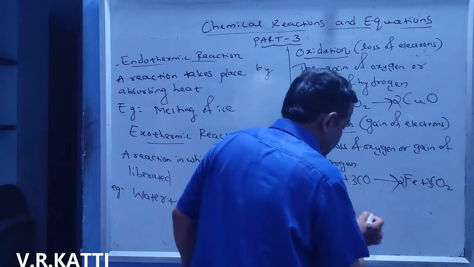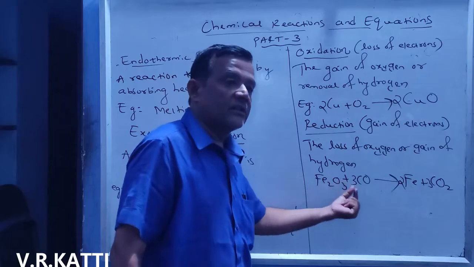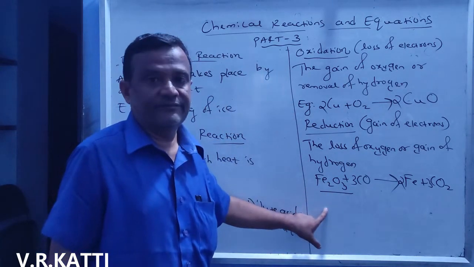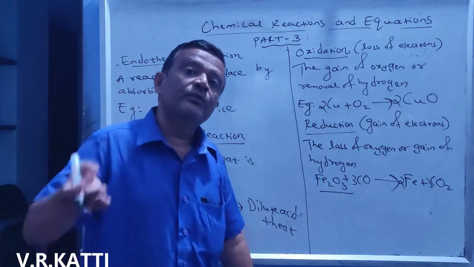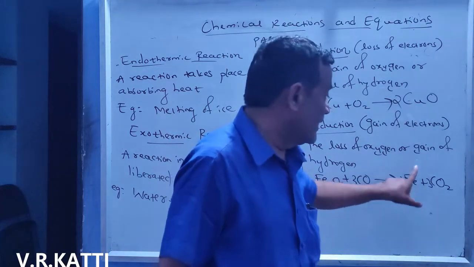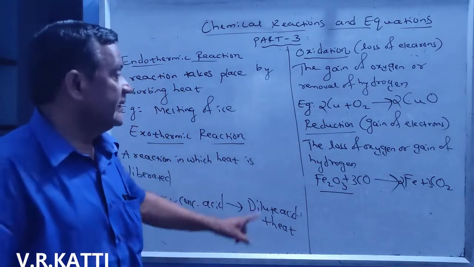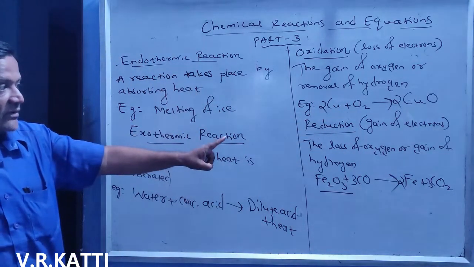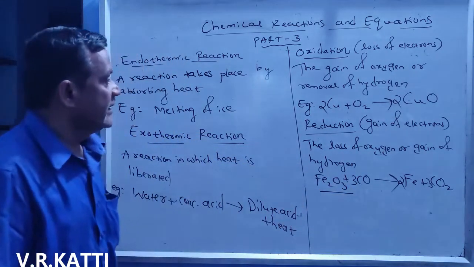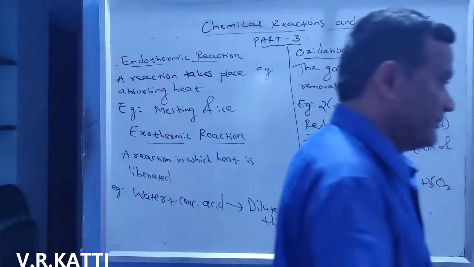So this iron oxide is reduced to iron. It is a reduction: loss of oxygen. This iron oxide loses oxygen and forms iron. So it is a reduction, the loss of oxygen or gain of hydrogen. And students, redox reaction. Next one is redox.